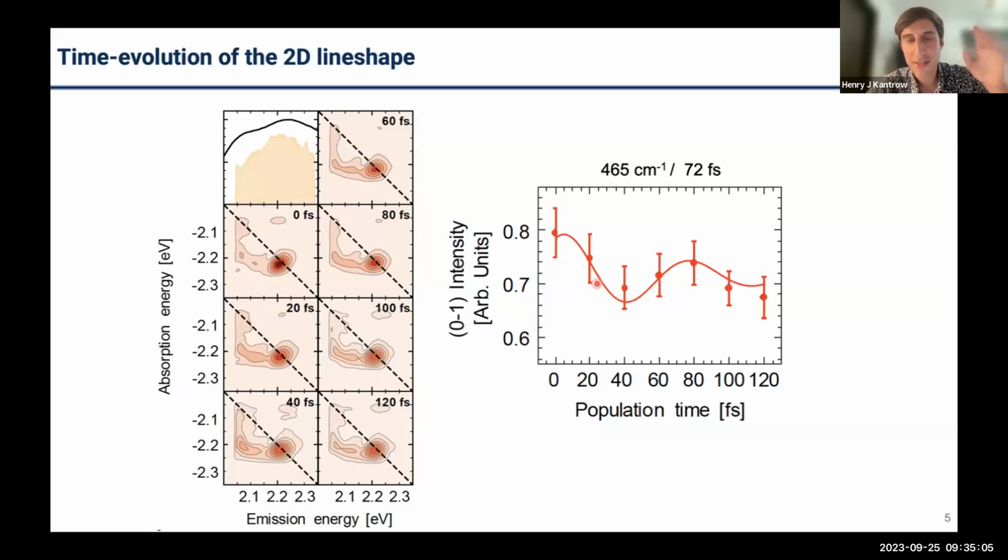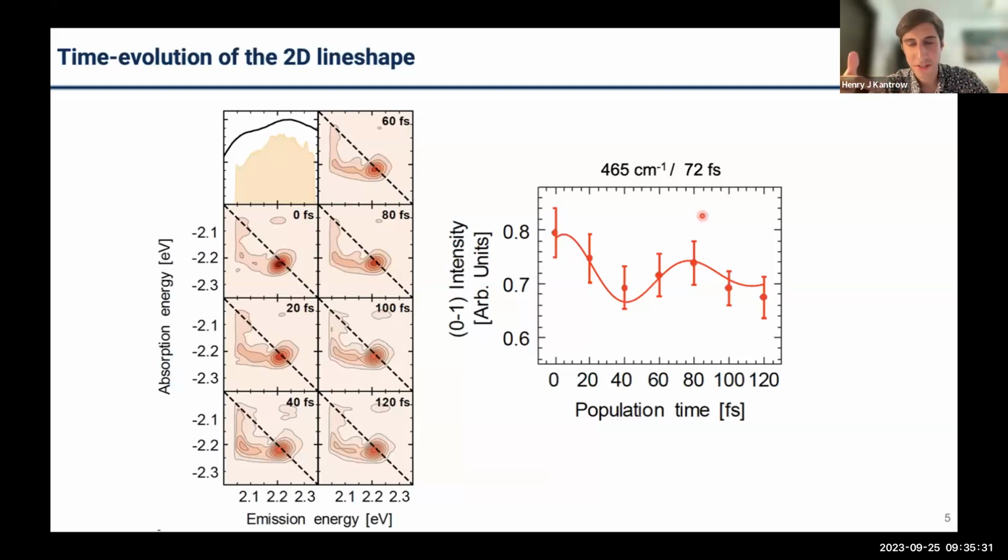In seeing this, we decided to fit it to a damped sinusoidal function to get the frequency of this oscillation of the 0-1 transition. We found that to be on the order of around 72 femtoseconds, or if you convert that, around 465 wave numbers. This gives us some insight into the relative timescales of these dynamic fluctuations.